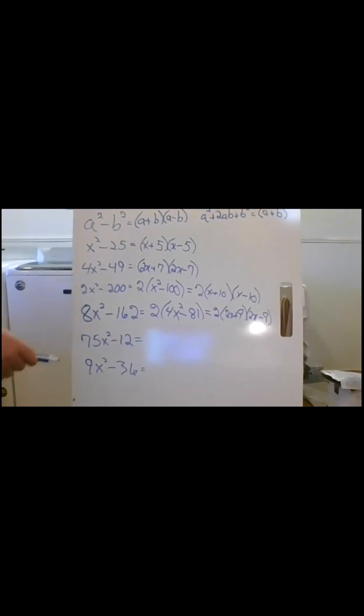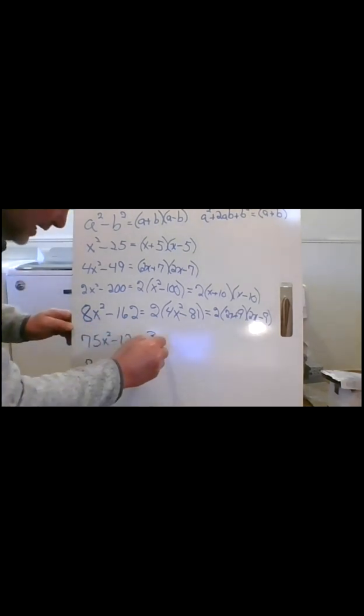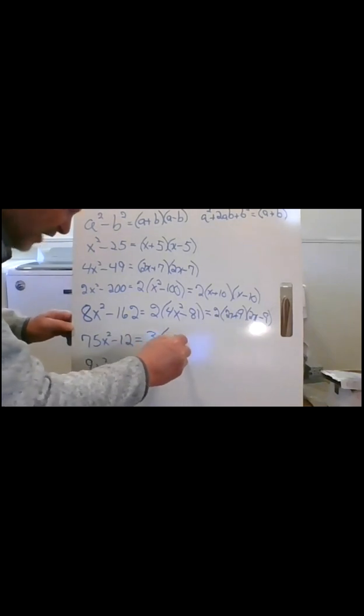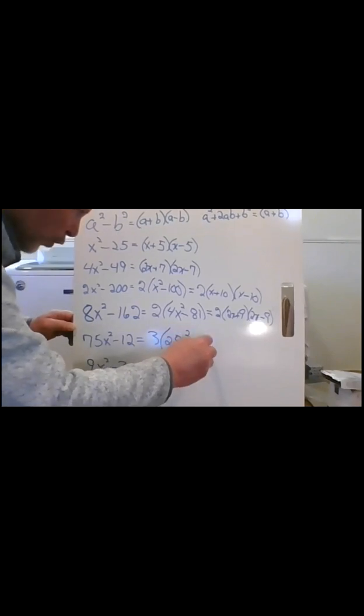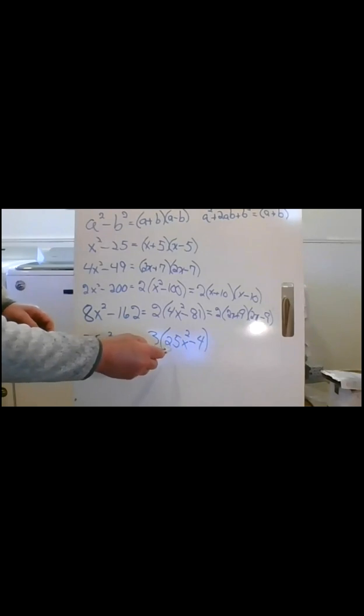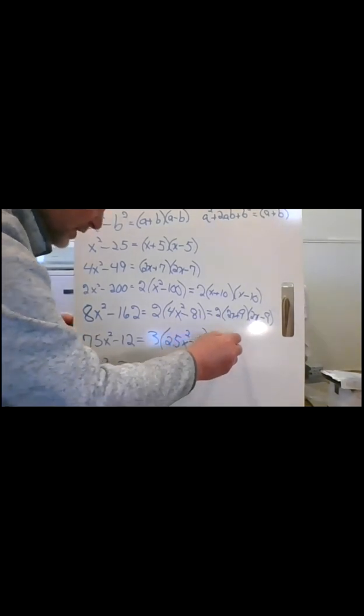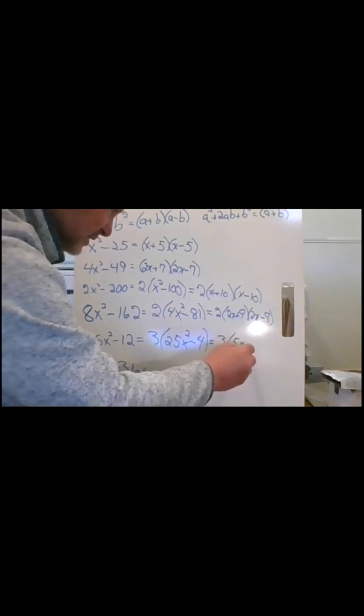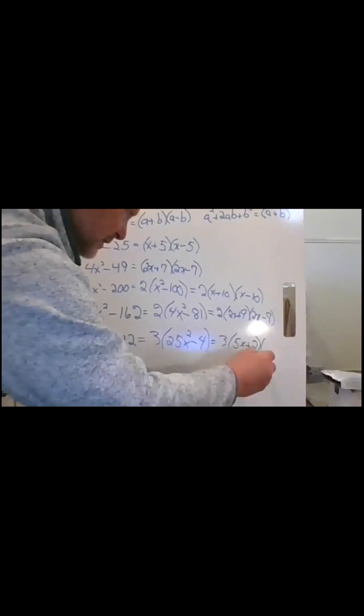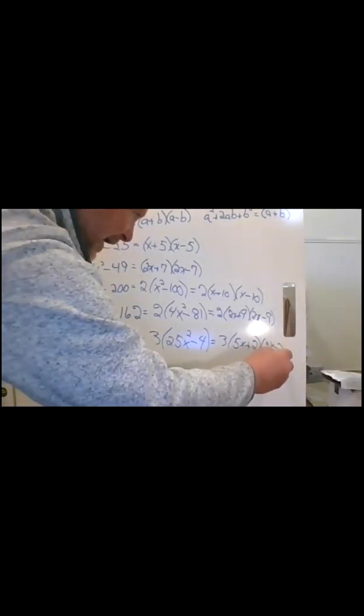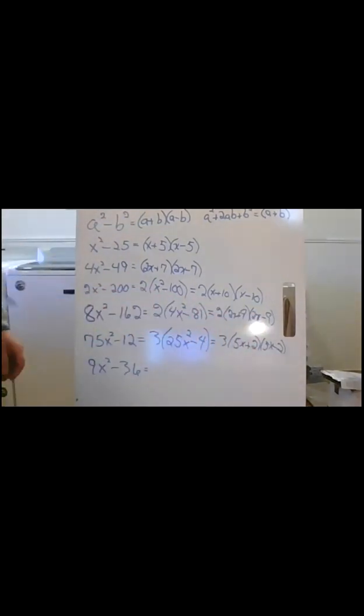All right, 2 more here. This next one, you look at it. Is there a greatest common factor? What number goes into each of these 2 numbers? And we can see that it is 3. And so you take a 3 out. That leaves you with 25x squared minus 4. And now you look at this, it's a difference of squares. And so that gives us the 3 times 5x plus 2 times 5x minus 2. And now we are completely factored.